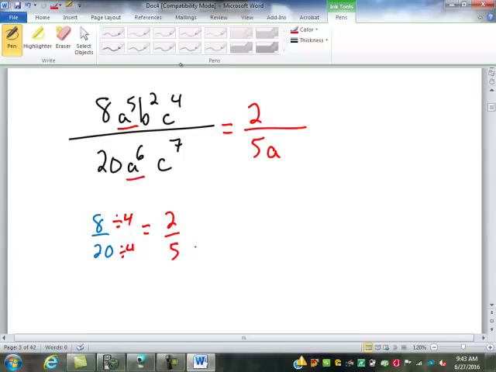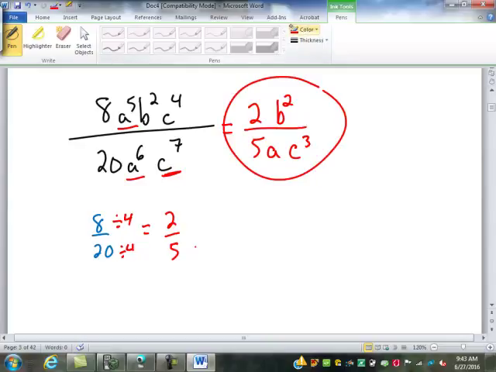Now I have that b squared on top. There's nothing else, so the b squared just stays on top. What about for c? Top or bottom, first of all? Bottom, because the larger power is on bottom. What power? 7 and 4, the difference is 3, so c to the 3rd. So 2b squared over 5a c to the 3rd.